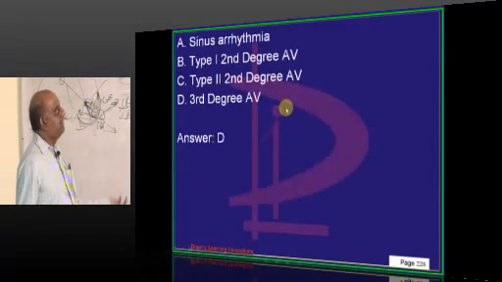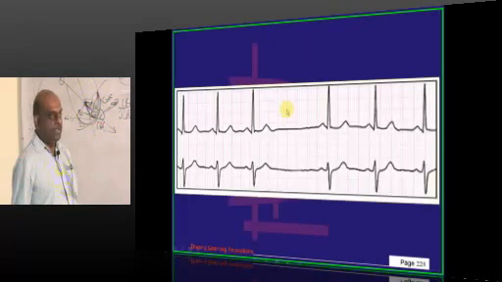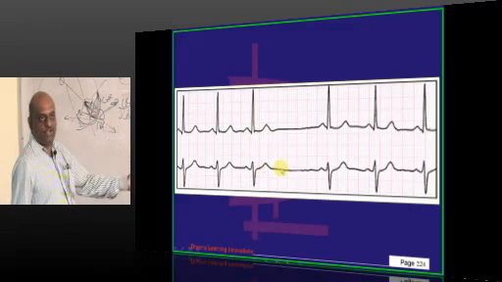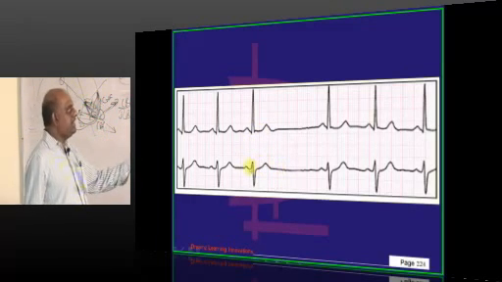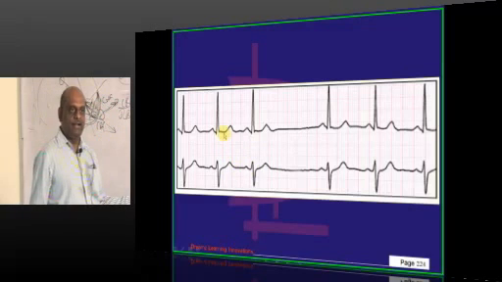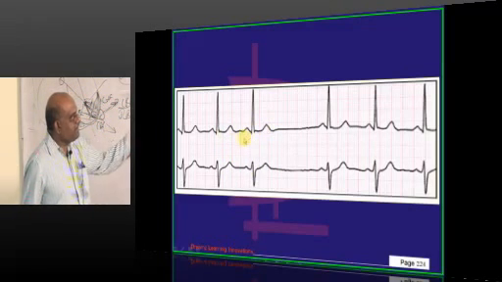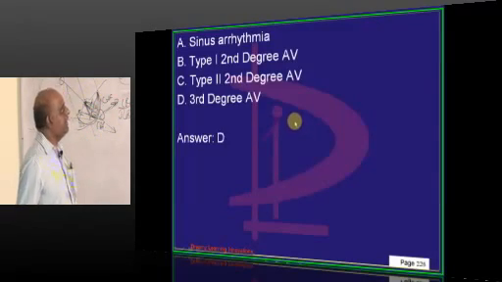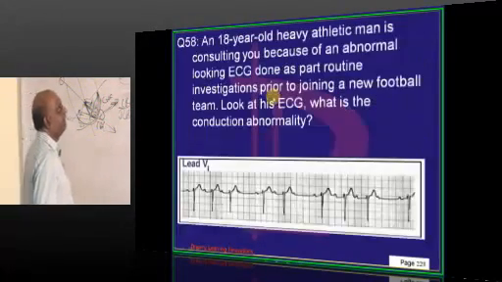What is funny about it? It's a 3rd degree AV block. That means P waves are not always followed by QRS complex, and QRS is not always preceded by P waves. It looks like P waves are marching across the QRS, and hence it is an example of 3rd degree AV block.